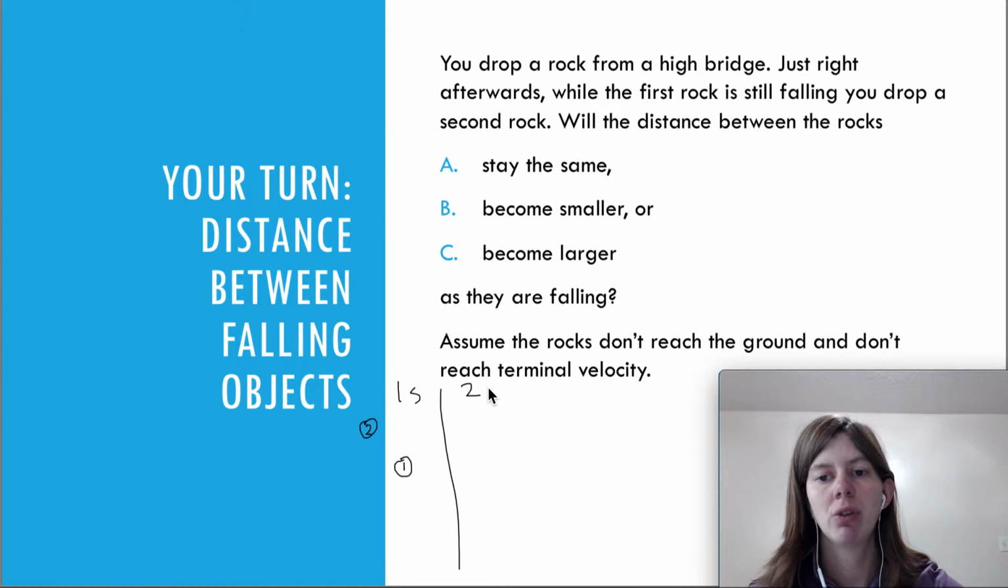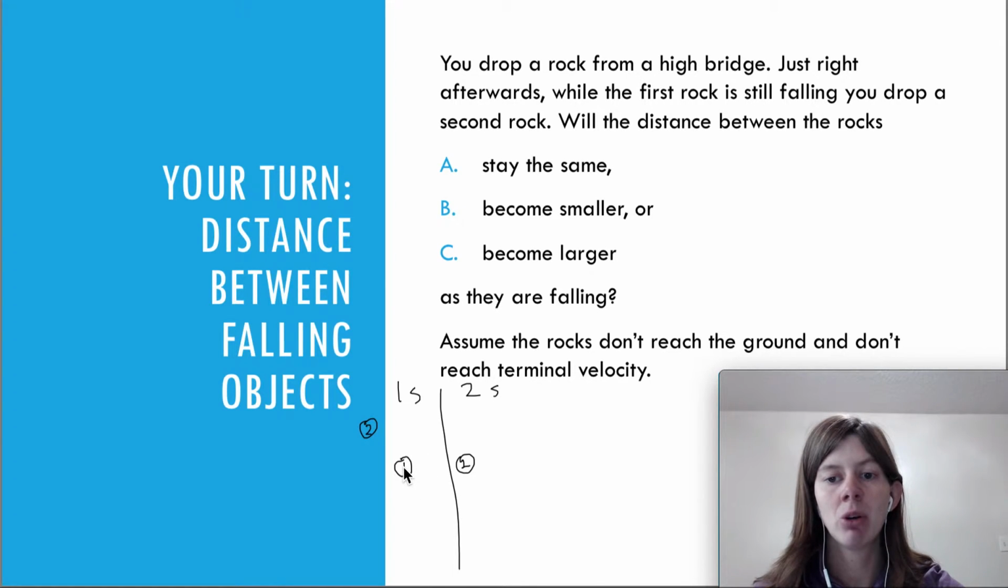What happens after 2 seconds? Well, after 2 seconds, you have dropped rock number 2. It has only been falling for 1 second, so rock number 2 is now here. It has only fallen for 1 second because it was dropped a second later. But rock number 1 has been falling for 2 seconds. You might think, oh, well, rock number 1 is over here. But rock number 1 is already moving, so in the second, it's actually going to travel more distance. It's actually going to be over here because it was already moving.